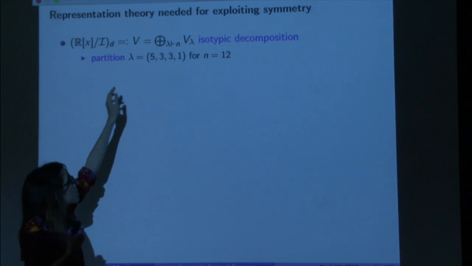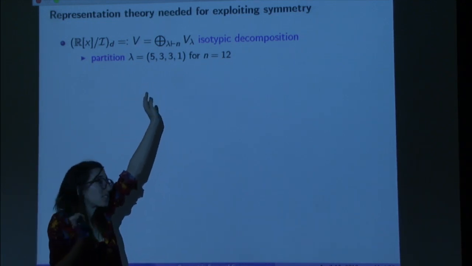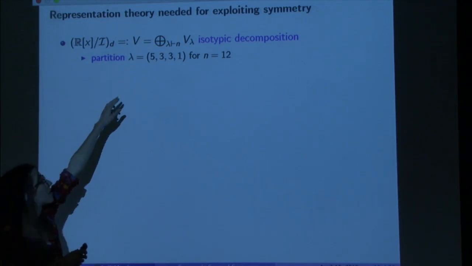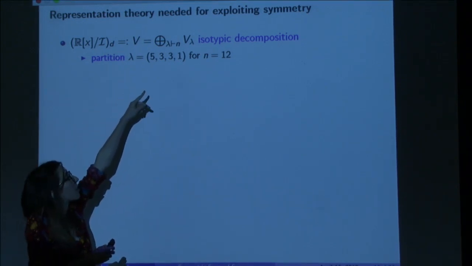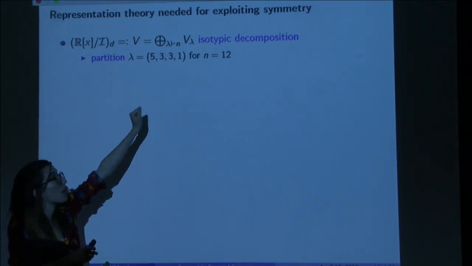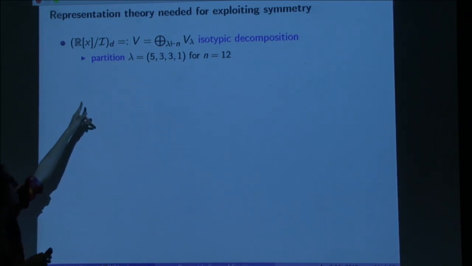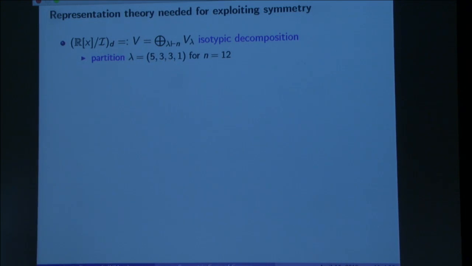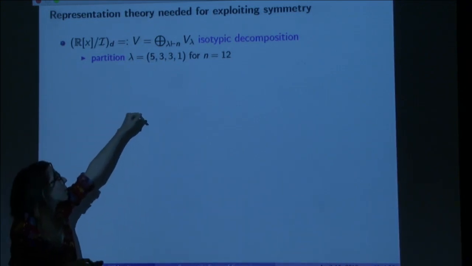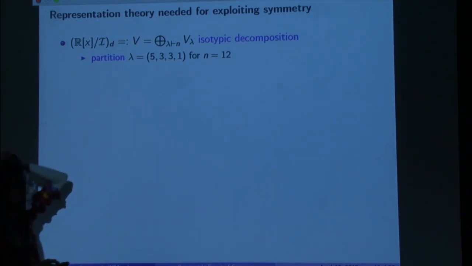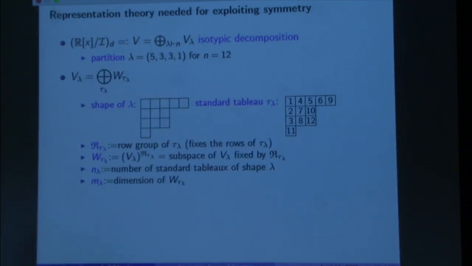And so because it's a symmetric group, what representation theory tells me is that I can decompose my big vector space into a direct sum of smaller vector spaces that are indexed by partitions. So this is called the isotypic decomposition, and each isotypic component is indexed by a partition of n. A partition being a sequence of positive numbers that is non-increasing and that add up to n. So 5, 3, 3, 1 is a partition of 12.